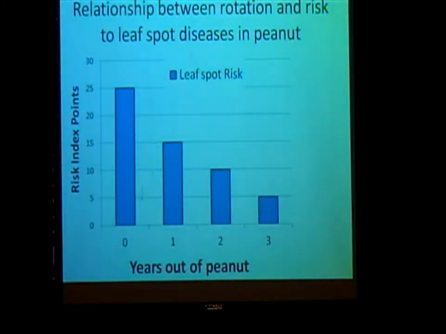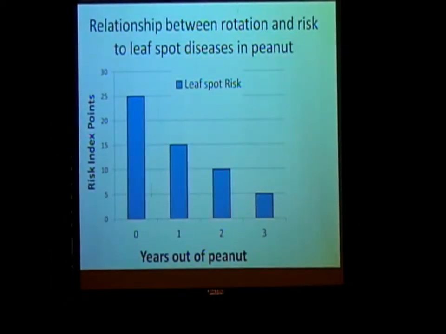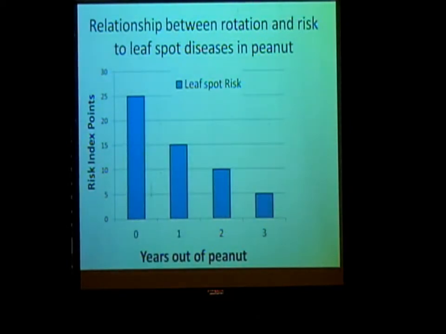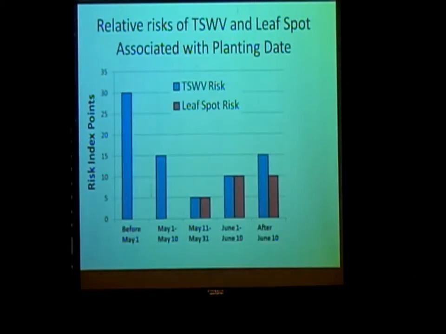First on the rotation, I won't be showing data on it, but did want to point out the effect of relative risk of rotation. Basically, the longer you can be out of peanut, the better in terms of minimizing your risk for leaf spot. The leaf spot fungi, early leaf spot, late leaf spot, really only have one host, and that's peanut. So anytime you can be away from peanut, you're reducing the inoculum for that.